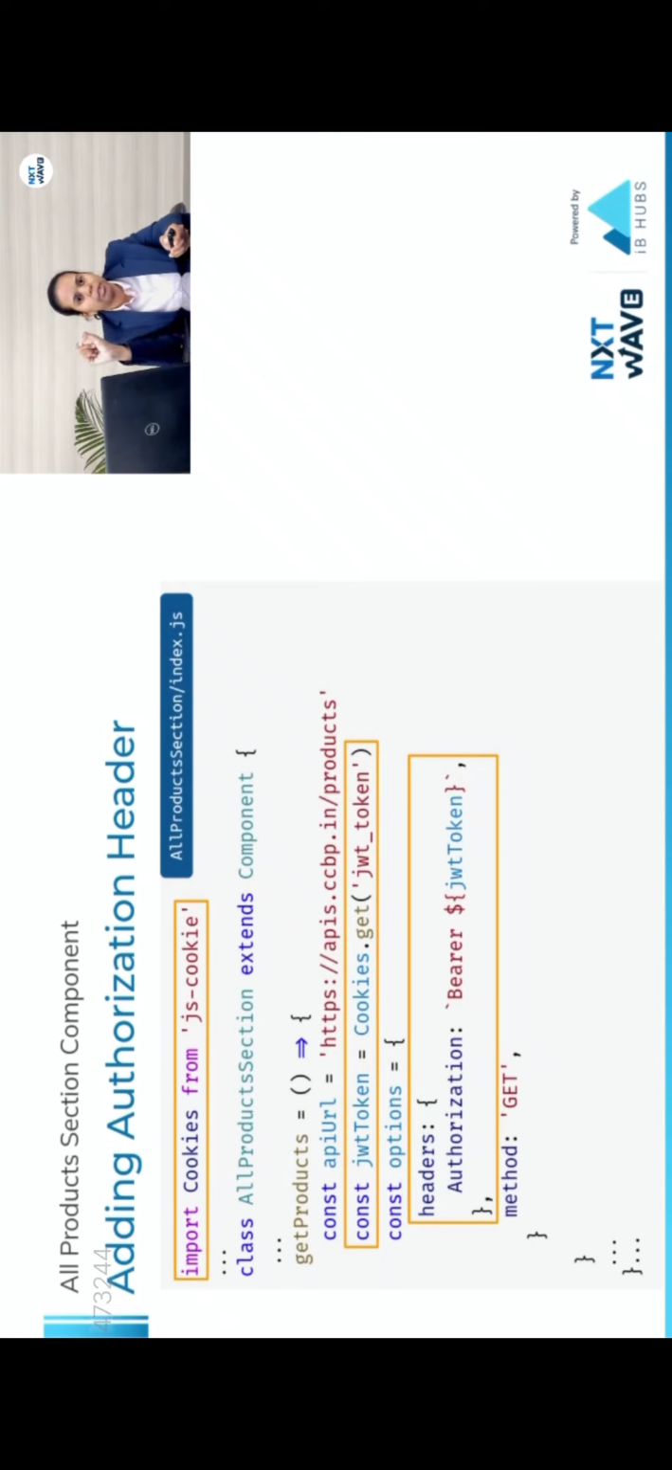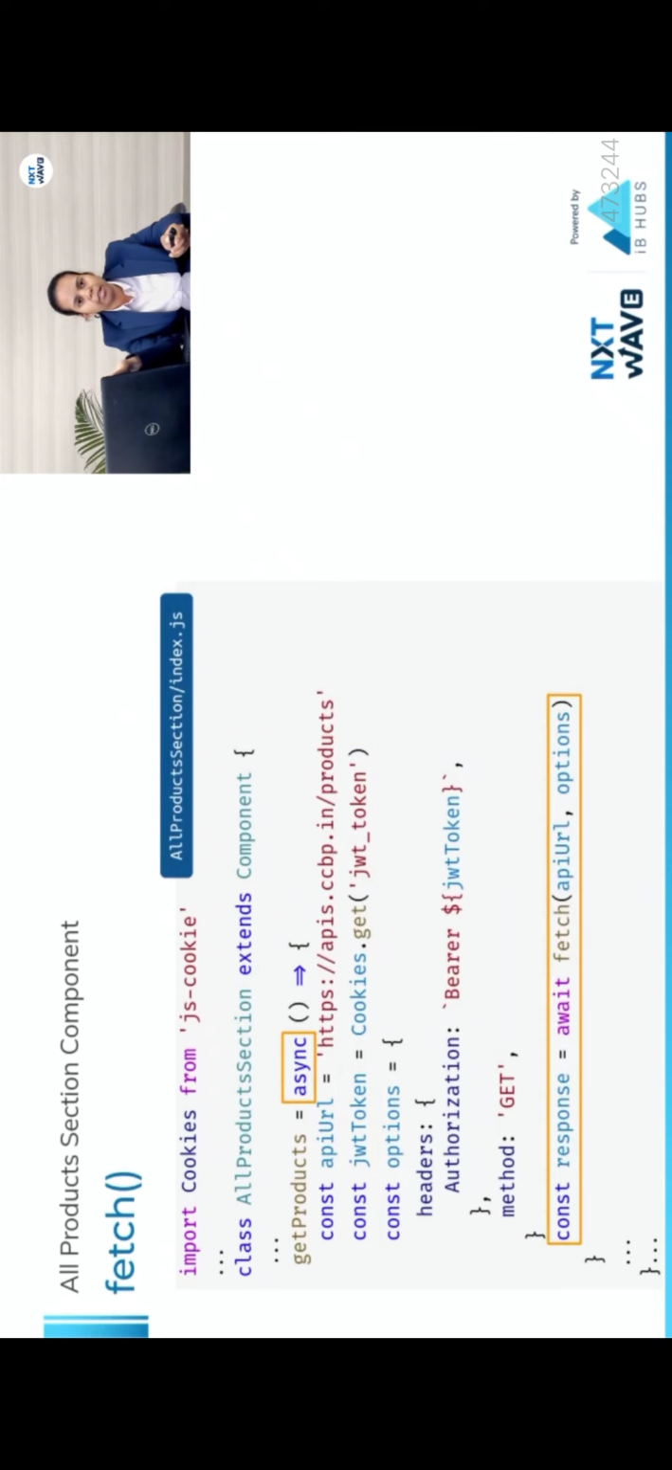And how are we getting the JWT token? From the cookies. Once the user is authenticated, we store the JWT token in the cookies, so we are accessing the JWT token from there and adding it into the header. Now we have the API URL and we have the options, so we just have to pass them to fetch and make the API call. There you can see, await fetch of API URL and the options. With this, we will get the response. Clear? So now let's write the API.